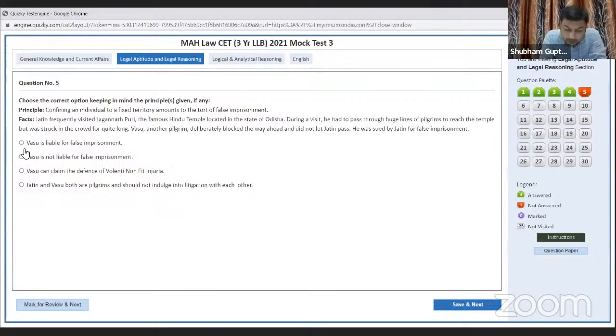Now let's read the next one. Principle: confining an individual to a fixed territory amounts to the tort of false imprisonment. So I have to confine somebody. Let's suppose this is a place; if a person is here, he should not be able to move out of it. Now let's read. Jatin frequently visited Jagannath Puri, the famous temple in the state of Orissa. During the visit, he had to pass through huge lines of pilgrims to reach the temple, but he was stuck in the crowd for quite a long time. Vasu, another pilgrim, deliberately blocked the way ahead and did not let Jatin pass. He sued Vasu for false imprisonment.